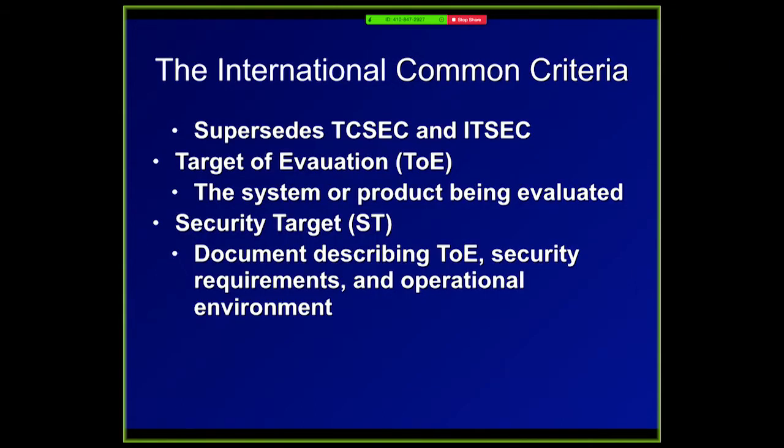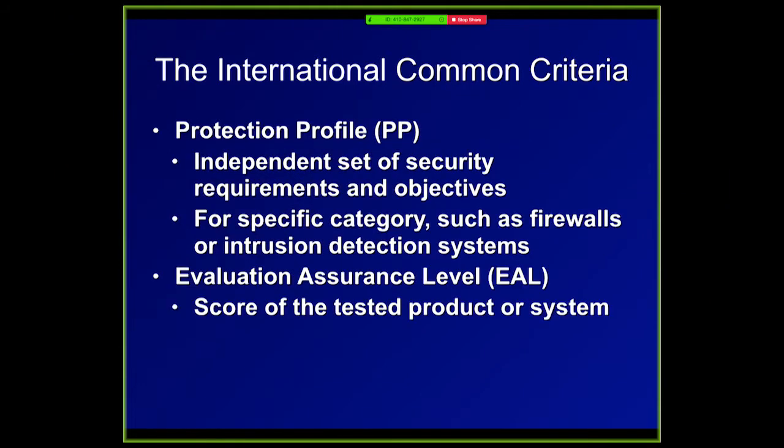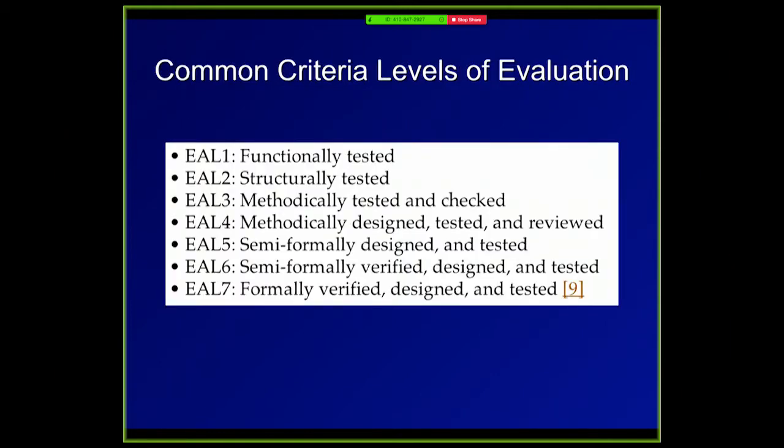And Common Criteria was intended to replace both of these, so you have a target of evaluation and a security target, defining what your goals are for all your security, and a protection profile for specific categories like firewalls, and then an evaluation assurance level, so your system earns a certain score. And you end up with these things. Functionally tested just means it works. Structurally tested, methodically tested and checked, down to the same thing at the high level. Formally verified, designed and tested so you can prove that everything has been done right, and there have been papers filed to prove that it's been managed and controlled.